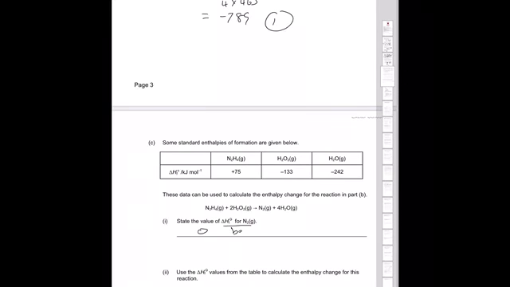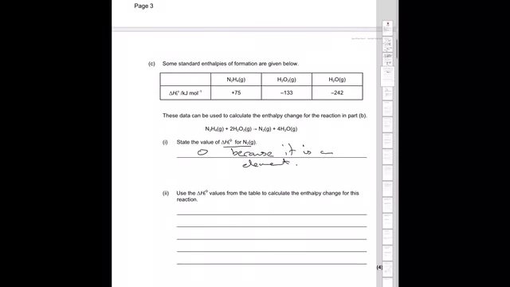What's this next one? Standard enthalpy of formation are given below. Now you can use the triangles if you want to. Probably better actually. And why is it 0 for nitrogen? Because nitrogen gas is an element, and it's defined as 0, because you're making an element from its elements, which doesn't really make sense.